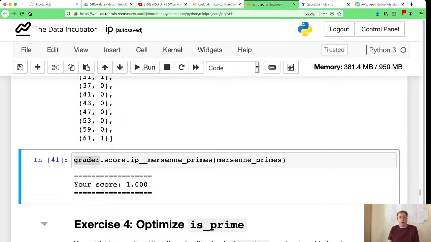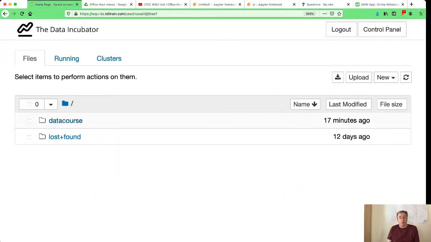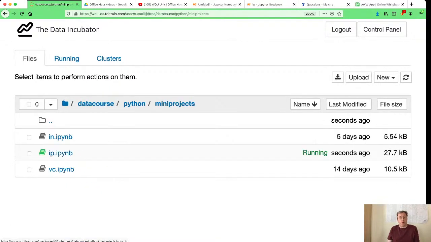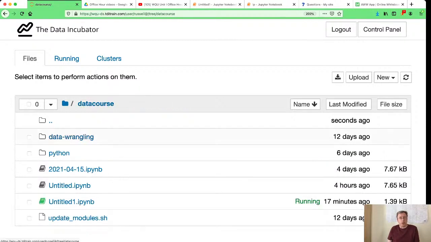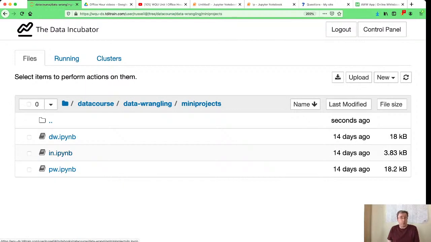The mini projects, so the IP mini project that I'm doing at the moment can be found in Data Course, Python, and mini projects, and here you'll find 3 of the 5 mini projects. The other 2 mini projects are under Data Course, Data Wrangling, and mini projects. You'll find, again, it's the exact same mini projects as in the other folder, but you'll find the other 2 mini projects here.